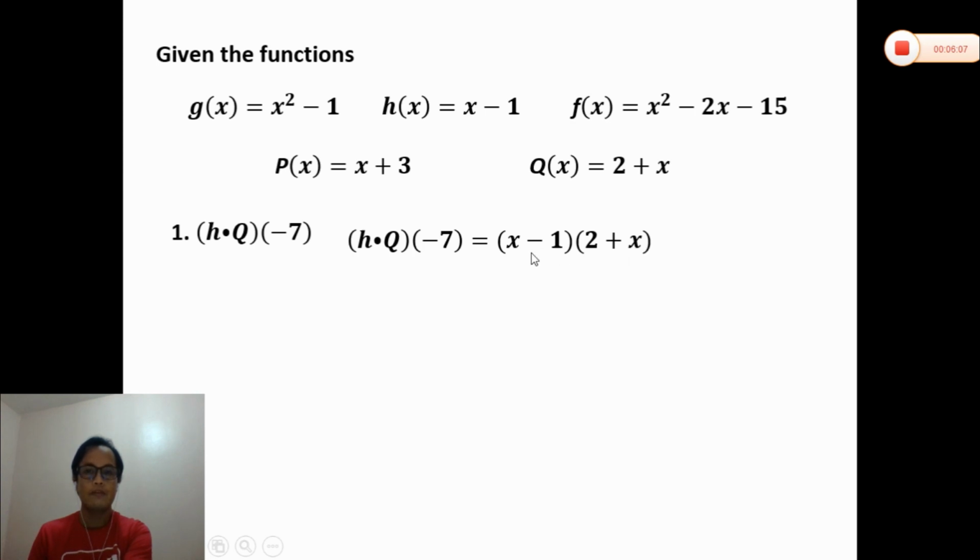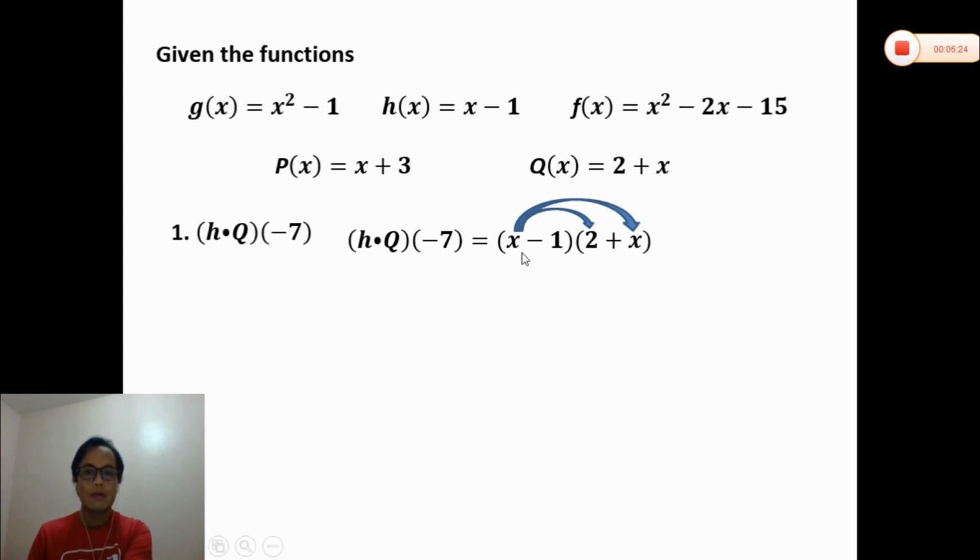Or the FOIL method, first term to first term, then outer term to outer term, inner term, and last terms. You just simply follow the arrow here. When we multiply x times 2, that gives us 2x.